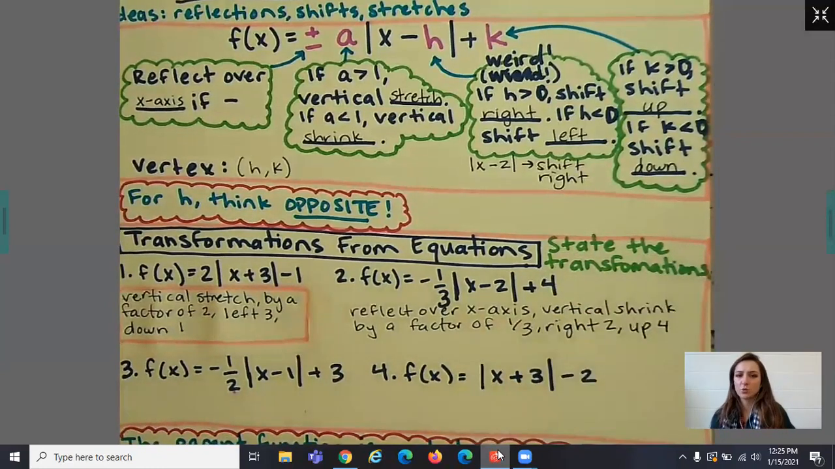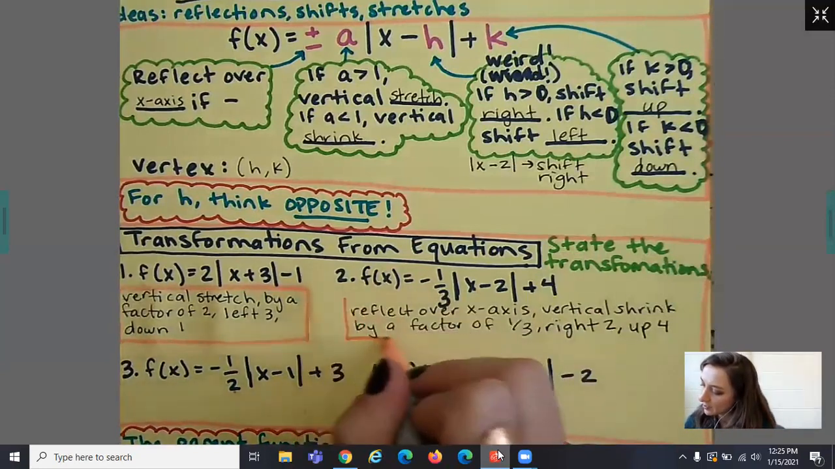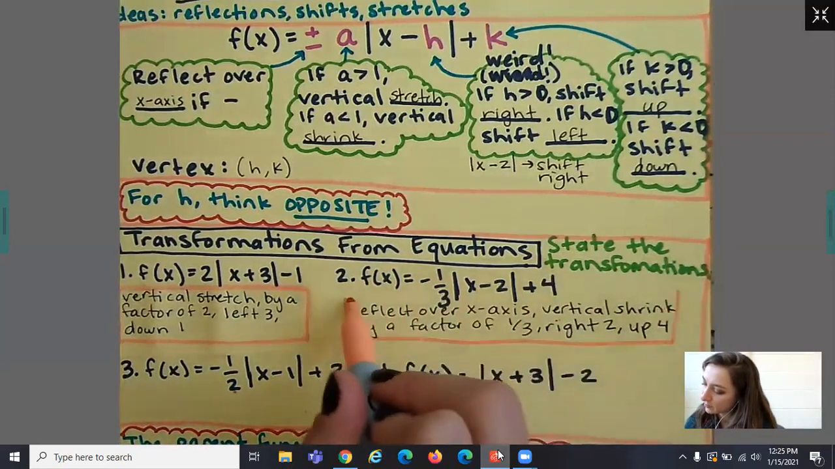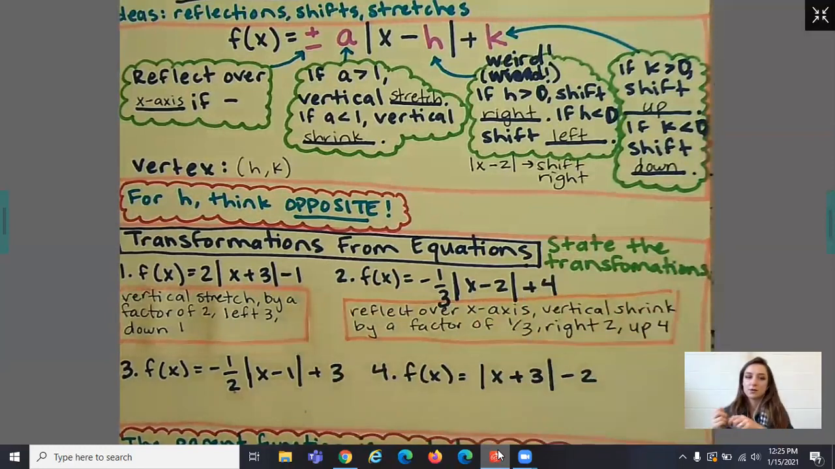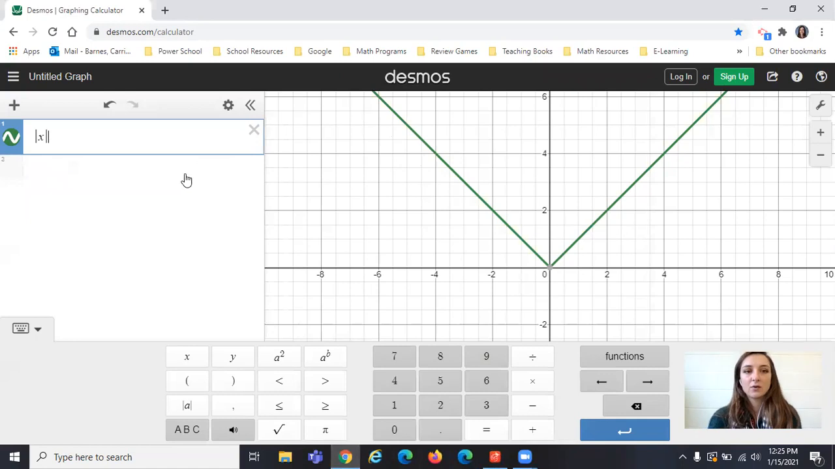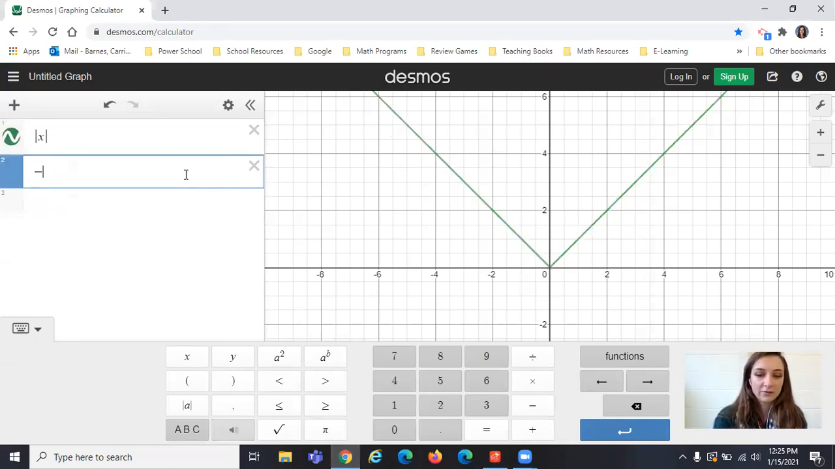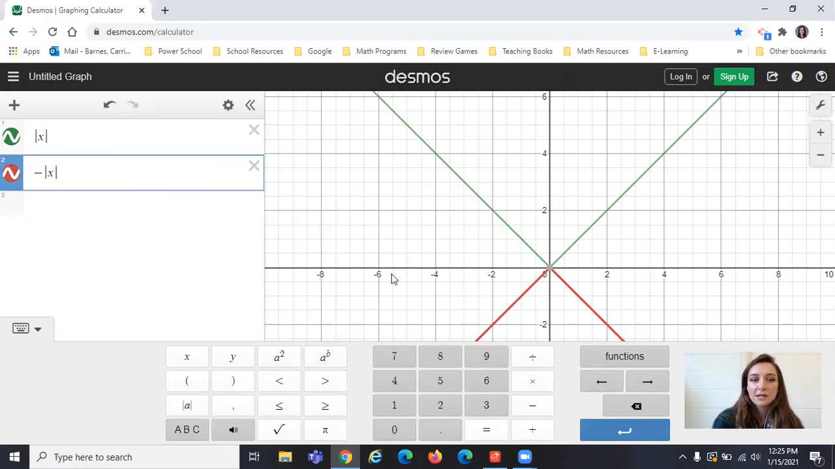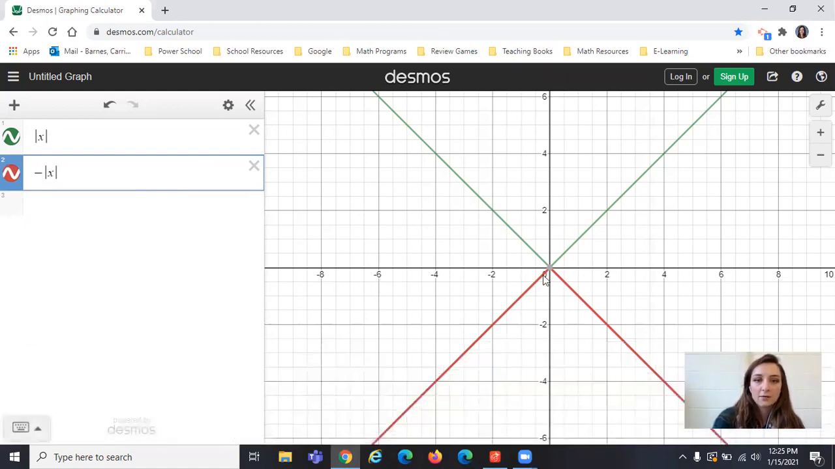Okay, I do want to show you what this shrink looks like and what the reflecting looks like, and then we'll move on to our next problem. So let's just go to Desmos very quickly, and we're going to see what it does if you put a negative out in the front. Okay, and you can see that it went from going upwards to going down. So this is reflecting over the x-axis. You can see it's mirrored over the x-axis right there. Okay, so that's what the negative does.